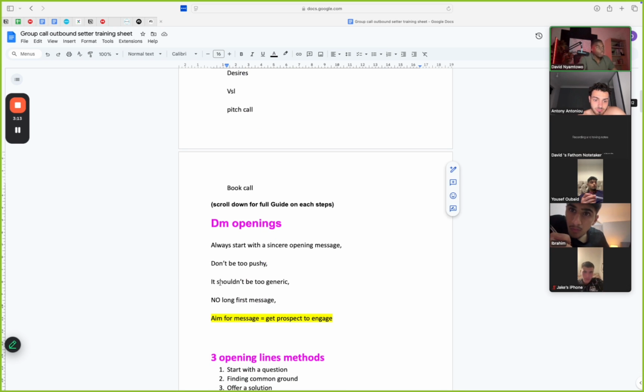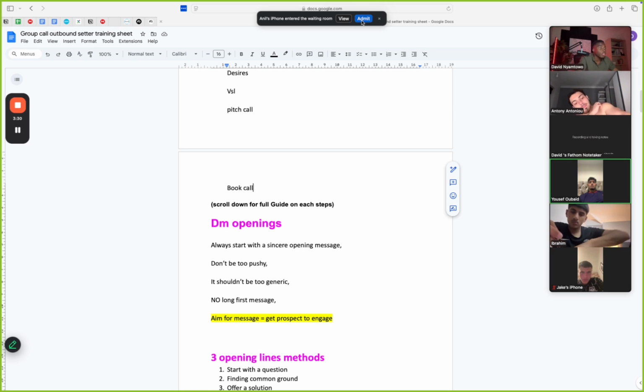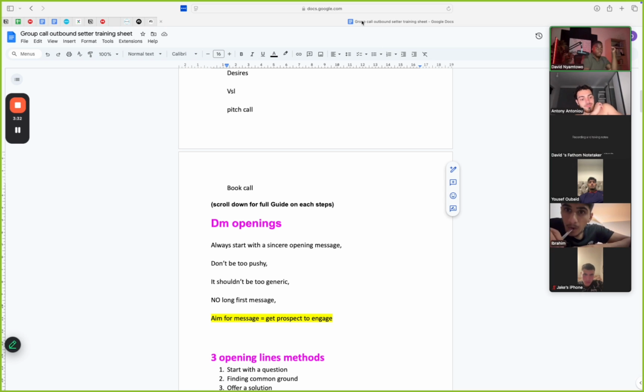We've got DM openings. When you're opening with your DMs, you always want to start with a sincere opening message, specifically when you're doing outreach. Don't be too pushy. It shouldn't be generic and it shouldn't be long. Your aim is to get the prospect to engage within the first message.